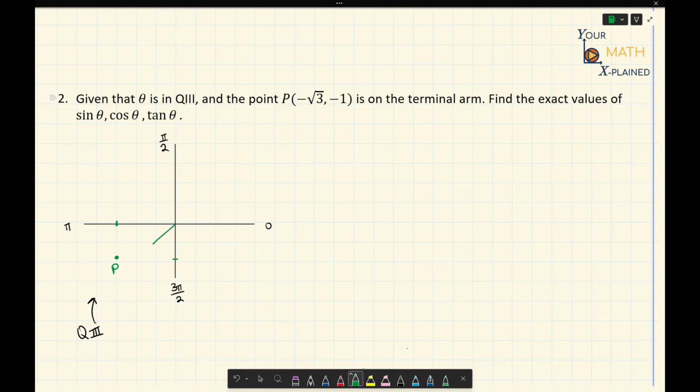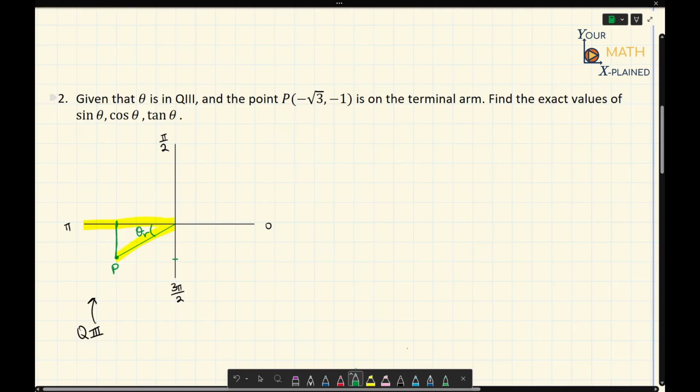So we're going to draw our terminal arm, which passes through the point P. And we're also going to label our reference angle. So that's going to be with the terminal arm and the negative x-axis. So this angle here is our theta r. Now let's go ahead and actually just finish this and draw our triangle here.